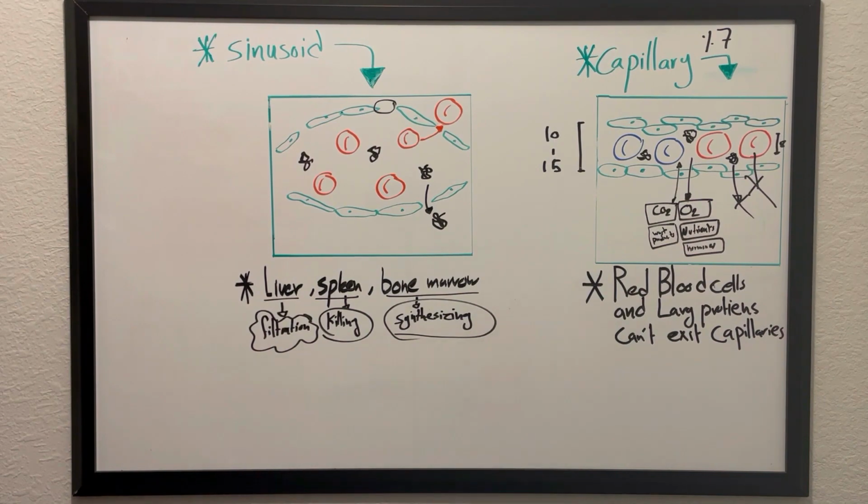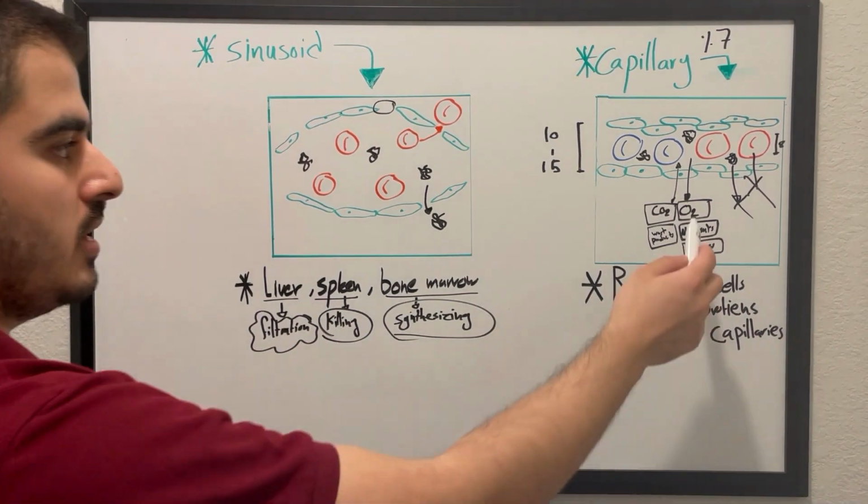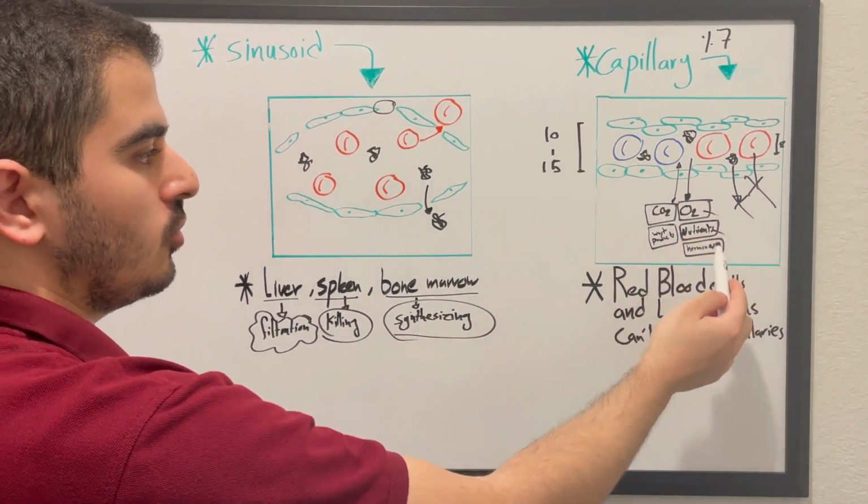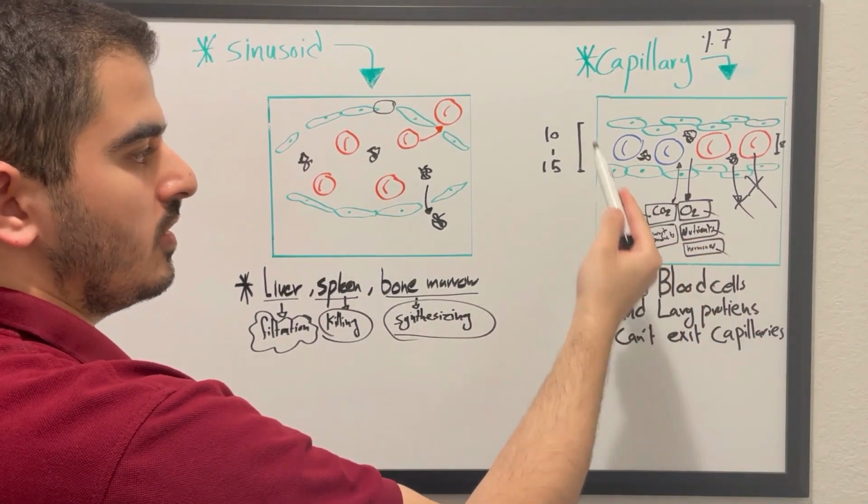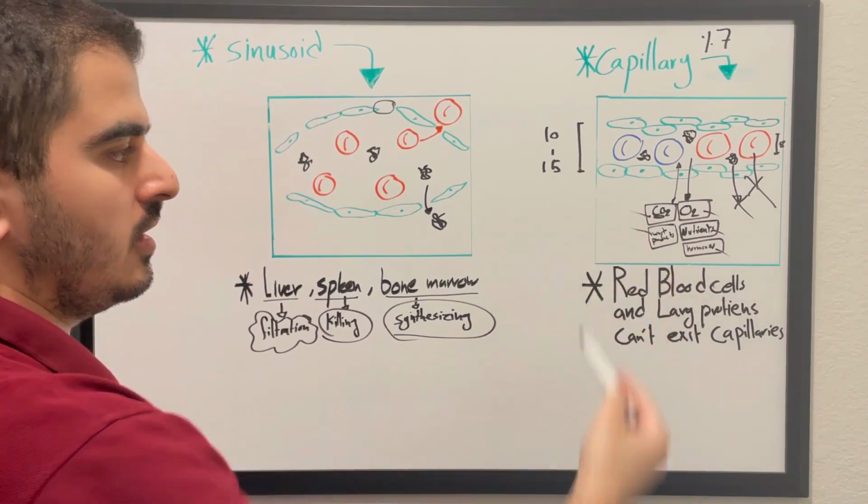On the other hand, capillaries exist in almost every other tissue in order to provide nutrients, oxygen, and hormones, and get rid of the CO2 and waste products.